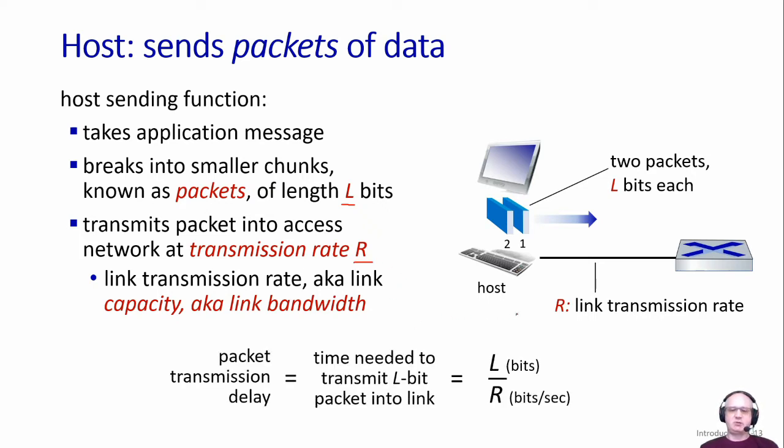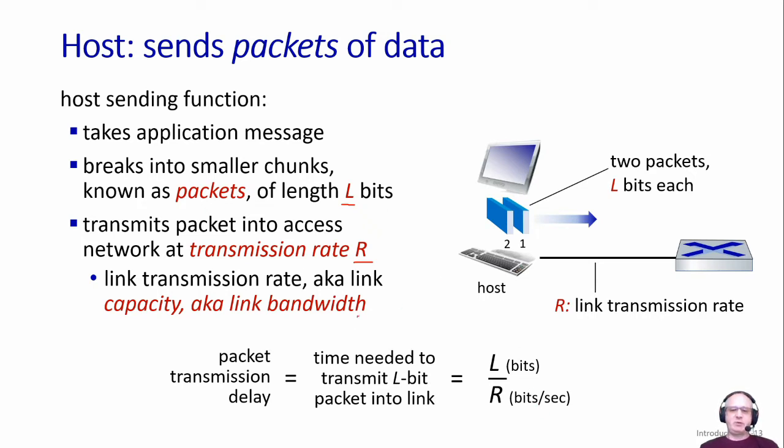Based on these two numbers, we can take their quotient and compute the time it takes to transmit a packet. It's called the packet transmission delay: the time needed to transmit an L-bit packet into the link, and it's the quotient between those two, measured in seconds.